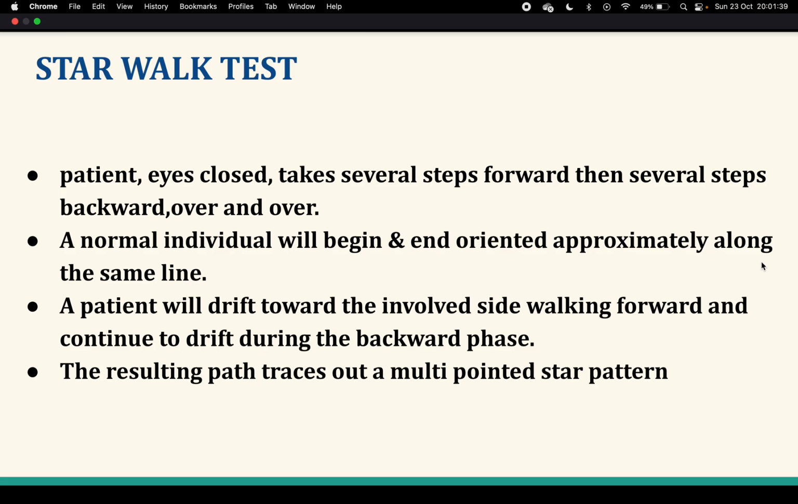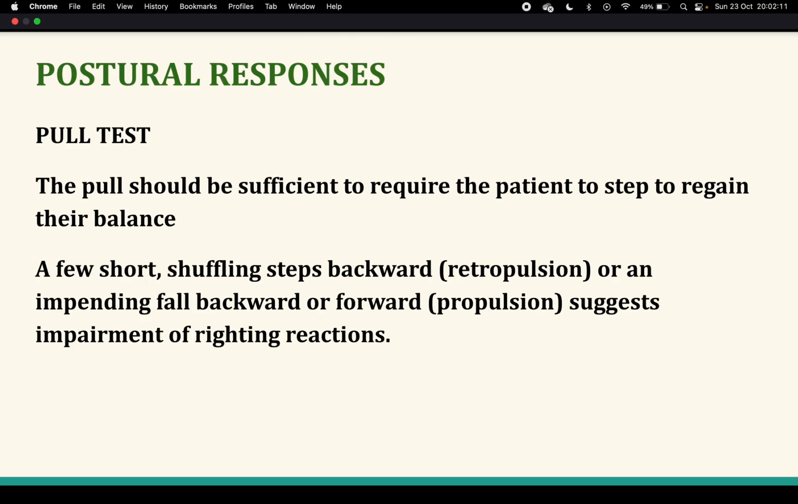What is the star walk test? In this test, the patient closes his eyes, takes several steps forward and several steps backward over and over. A normal individual will begin and end oriented approximately along the same line, but a patient with vestibular pathology will drift towards the involved side while walking forward and continue to drift during the backward walking also. So this entire thing results in a path which, when we trace it, looks like a multi-pointed star pattern. That is the star walk test.